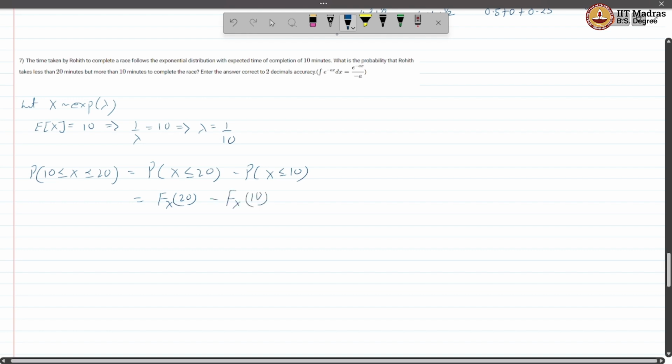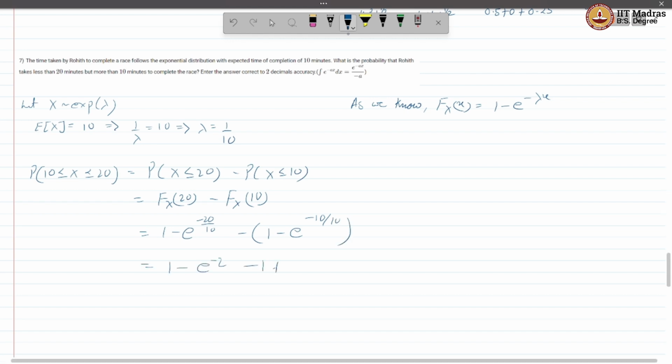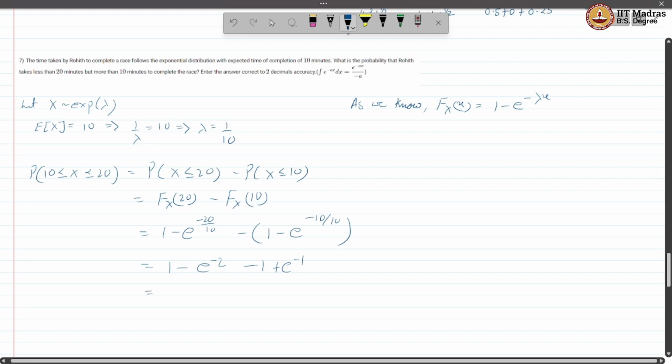And as we know, the CDF of the exponential distribution is 1 minus e raised to the power minus lambda x. This will be equal to 1 minus e raised to the power minus 20 by 10 minus 1 minus e raised to the power minus 10 by 10. So on simplification, this will be 1 minus e raised to the power minus 2 minus 1 plus e raised to the power minus 1. So this will be equal to e raised to the power minus 1 minus e raised to the power minus 2, which is equal to 0.232.